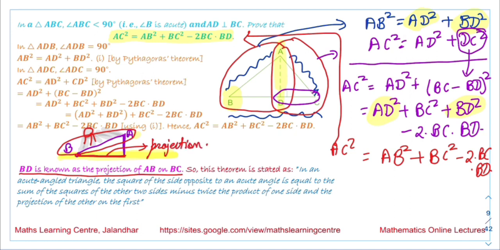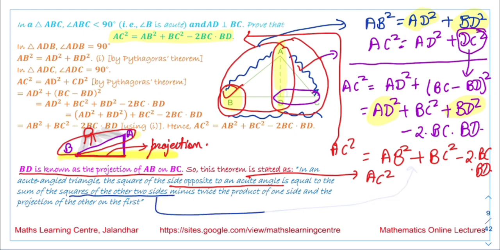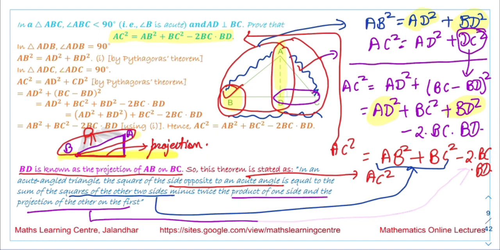So in terms of projection, this theorem is stated as: in an acute angled triangle, acute angled at B, the square of the side opposite to the acute angle, that is AC square, is equal to the sum of the squares of the other two sides, AB square plus BC square, minus twice the product of one side and the projection of the first on the second. So projection means we are talking about this BD is basically the projection.